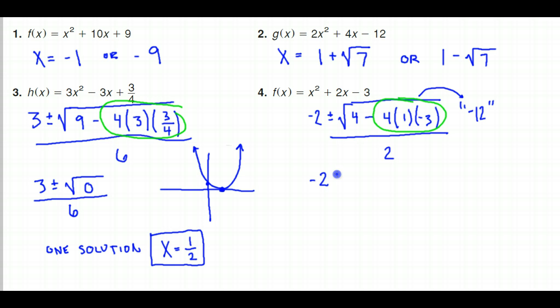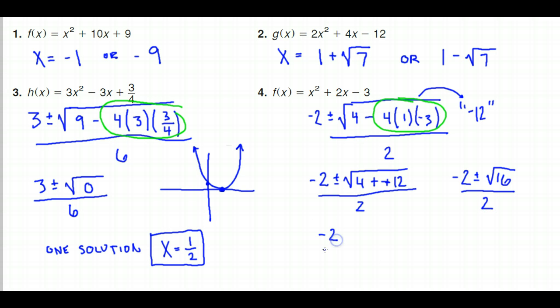So this is going to be negative 2 plus or minus the square root of 4 minus a negative 12. This is probably where most people make mistakes on the quadratic formula, the whole minus a negative part. Minus a negative, of course, is just plus a positive. So this is 16. So this is negative 2 plus or minus the square root of 16, which is a perfect square. That tells me this was factorable, all over 2.